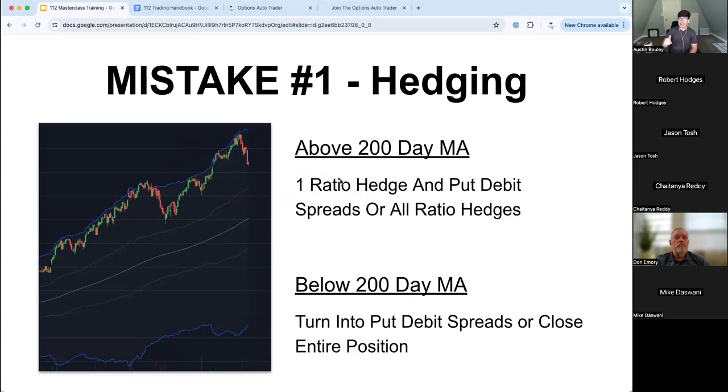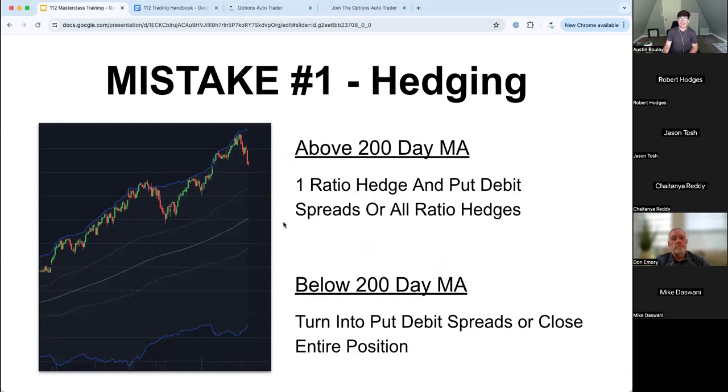After you have one ratio hedge on, convert the rest of your trades into put debit spreads. Or just turn all your trades into ratio hedges when you're above and trading at all-time highs. You'll still make a good profit. You'll still make 10 to 15% return on your money, even factoring in the hedge cost. So you still make a great return, but you're going to give up some profit. But now you won't have to stress when something like what the last few days happens to you.